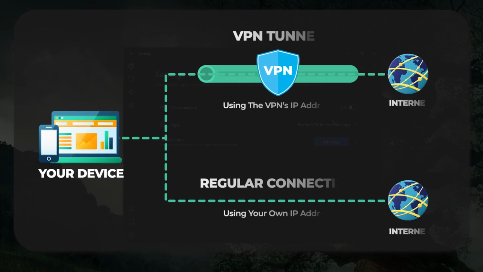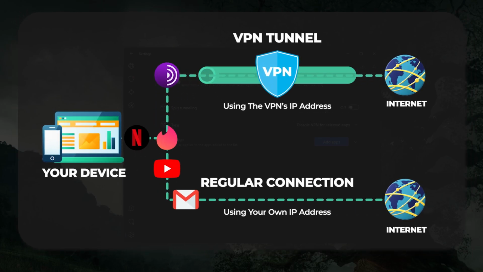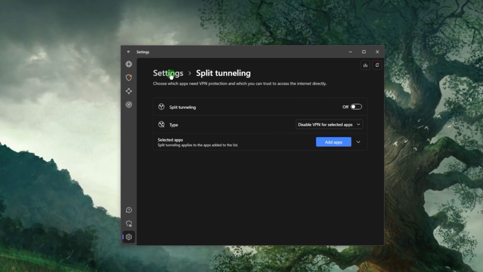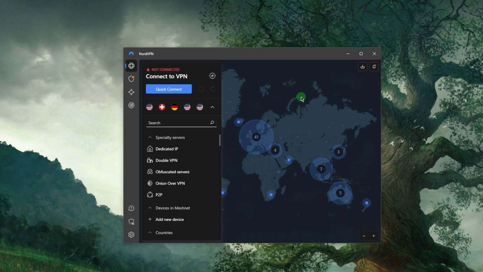Split tunneling will allow you to choose which applications are routed through the VPN and which are not, which is a very useful feature if you don't want your entire connection to be affected by the VPN. And you only want to use the VPN on a handful of selected applications, or vice versa. It's a very useful feature overall.